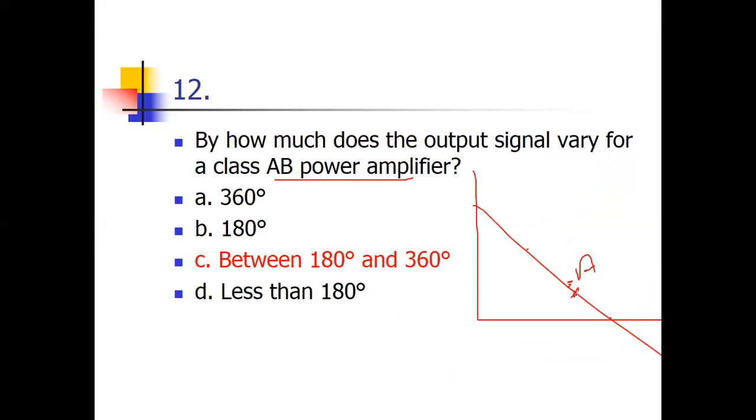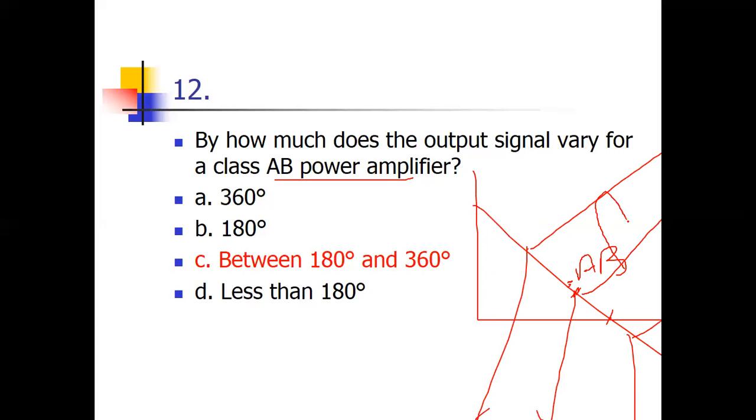Okay, AB is the position just above the cutoff. This is the cutoff. Now, if we draw the waveform, what will happen? For the whole 180 degree we get output, but for 360 degree, up to the load line you will get only this part. The other part is clipped. So you are getting more than 180 degree and less than 360.